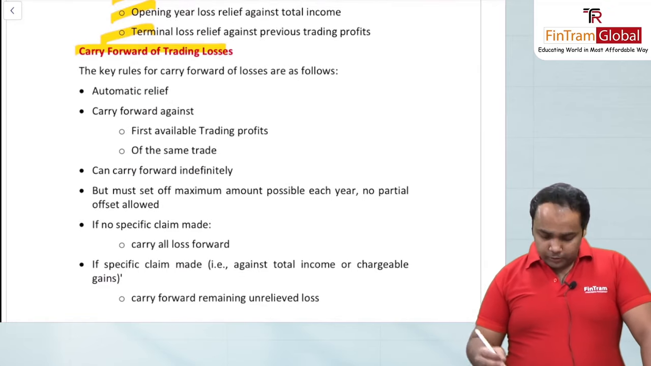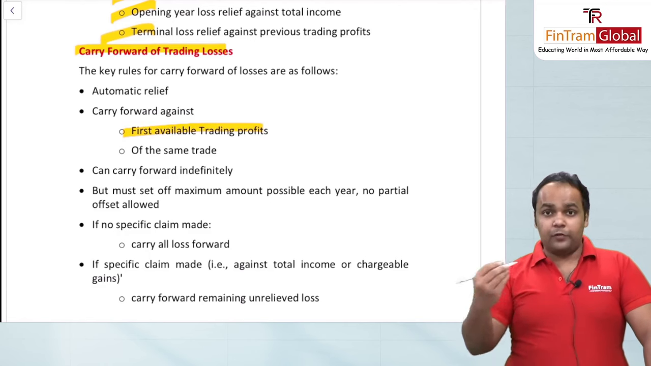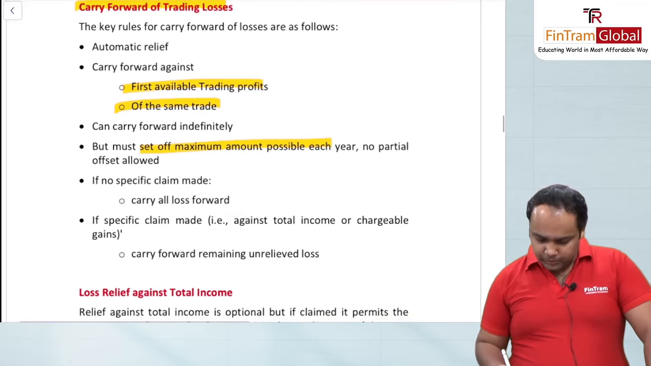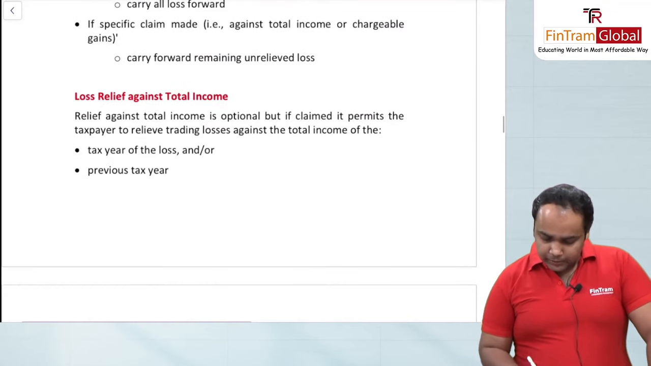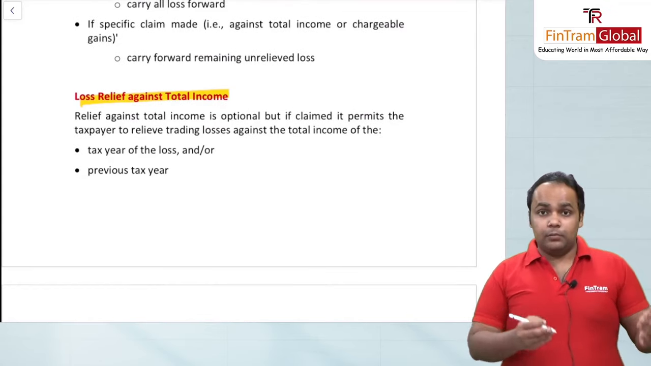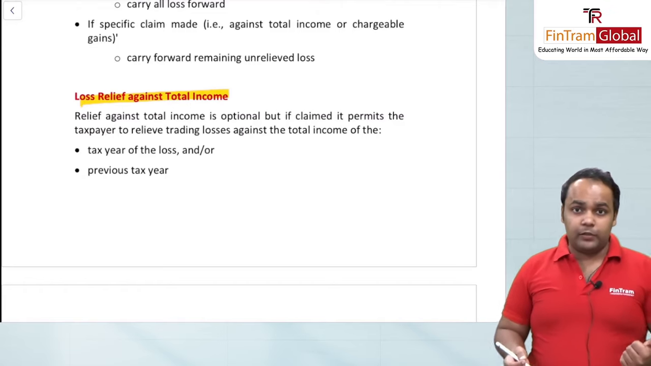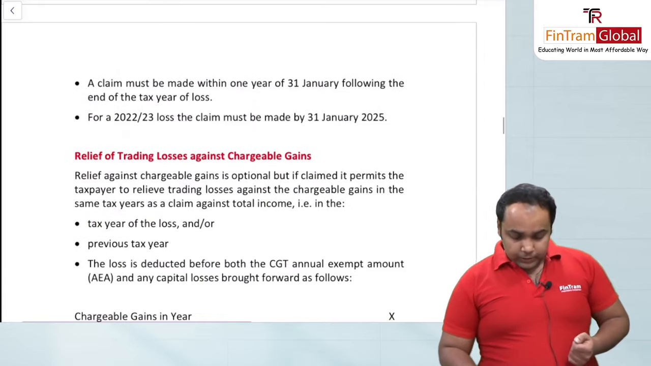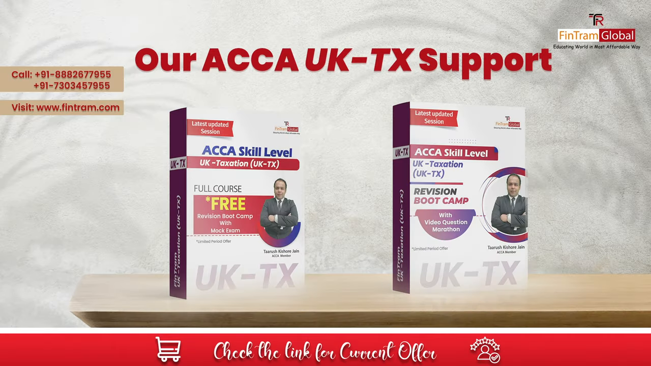Carry forward of trading losses, of course, is carry forward against first available trading profits of the same trade, the maximum amount possible. The second option is relief of trading losses against total income of the current year or the previous year. Again, remember, guys, claim dates of all of these losses must be remembered very carefully and very diligently.